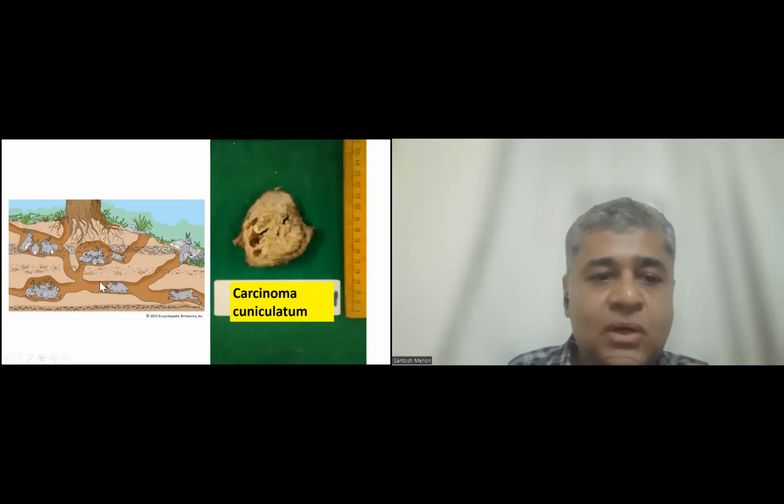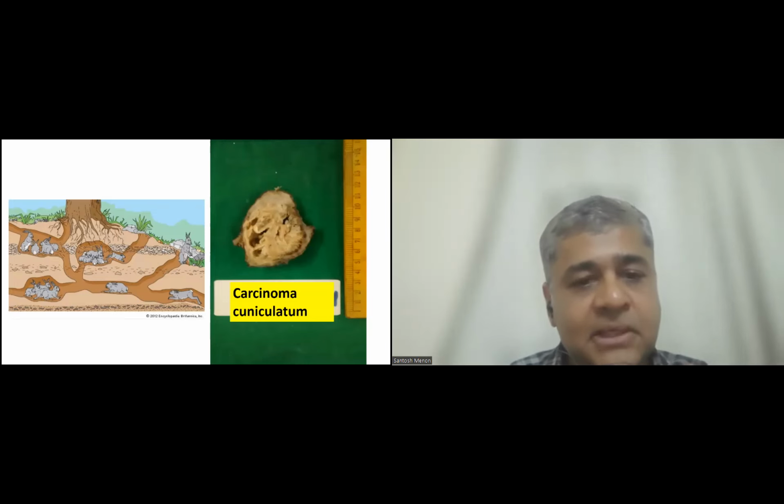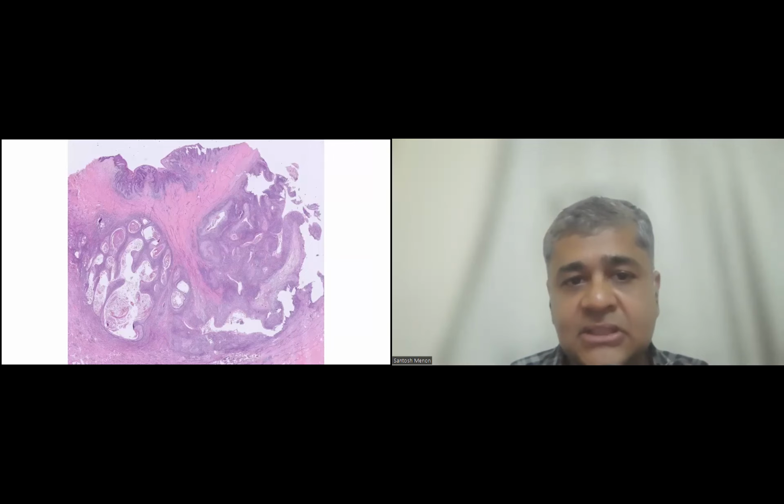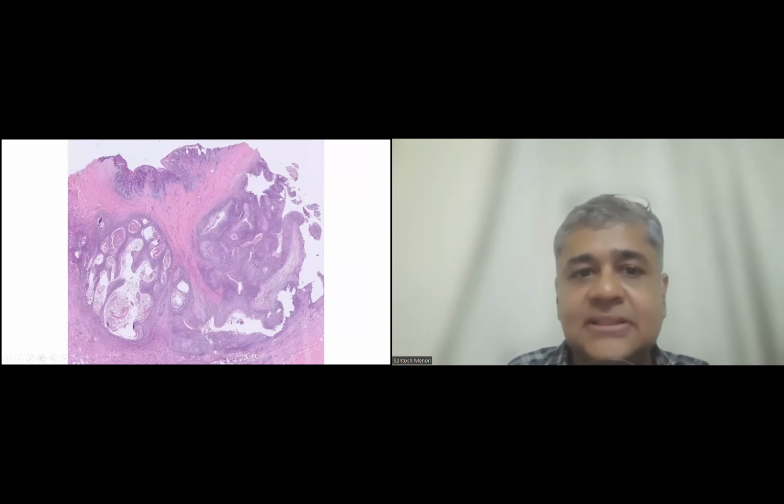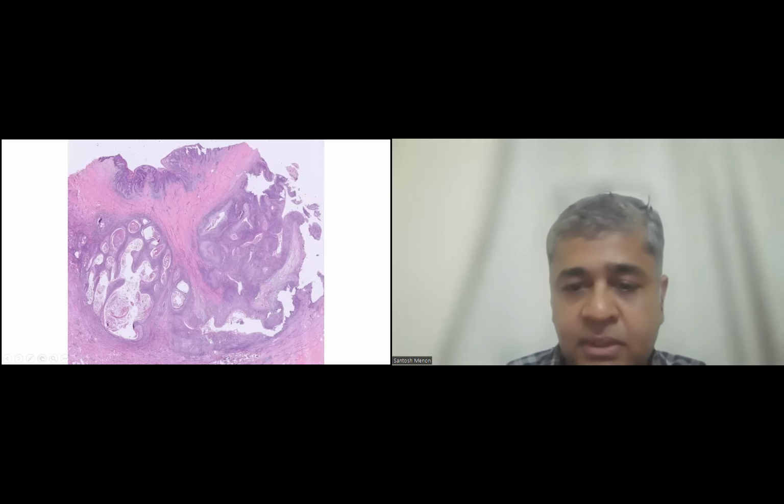This is one of the gross pictures of a carcinoma cuniculatum. They are like burrows going deep into the tissue, burrowing into the deeper anatomical compartments, but they are so well differentiated, and none of the tumors diagnosed till now have metastasized. So this is a picture of cuniculatum. You can see the surface epithelium, and then this tumor burrowing deep down into the deeper tissues of the glands.